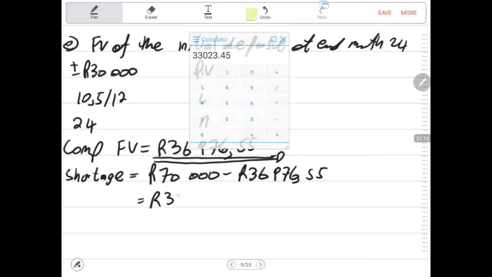So how much still needs to be raised? It is 33,023 rand 45 cents. Just to verify that, 70,000 minus 36,976.55, we get 33,023 rand 45 cents. So now that is what is still a remaining balance.